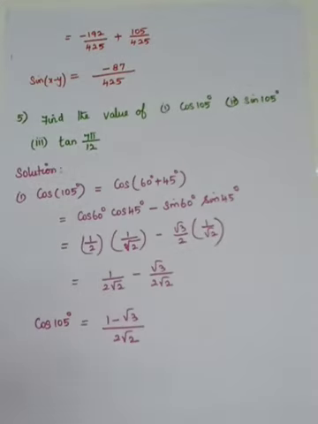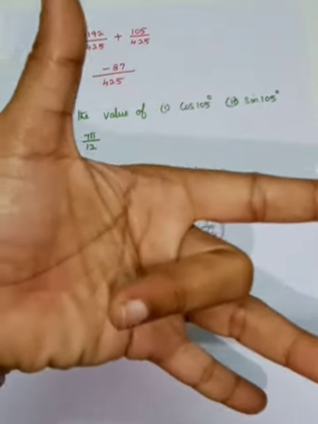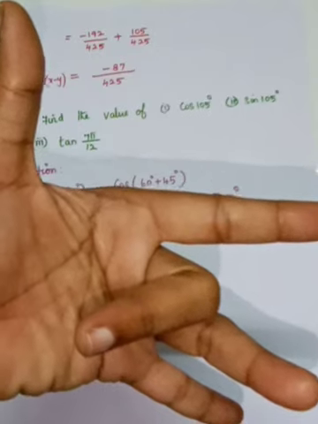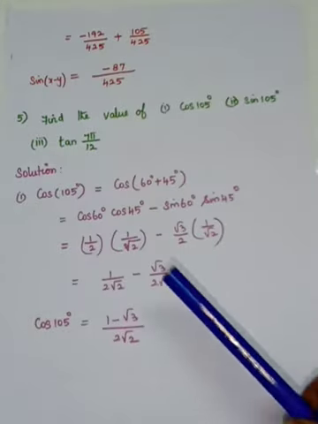Cos 45 degree. In the same way, this is cos 45 degree. Above that, how many fingers are there? It is 2. So it is root 2 divided by 2. So if you simplify, your answer is 1 by root 2.